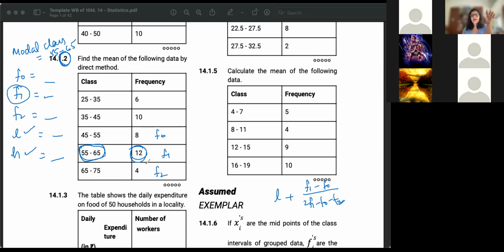So bimodal class also is excluded. Bimodal means you won't have two classes having the same highest frequency. So that situation also you won't have to deal with now.